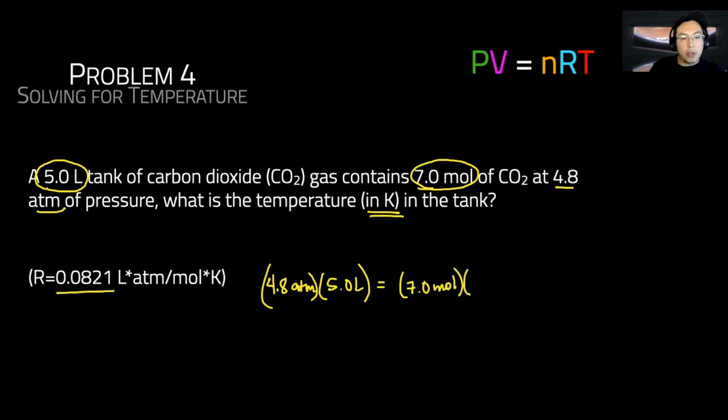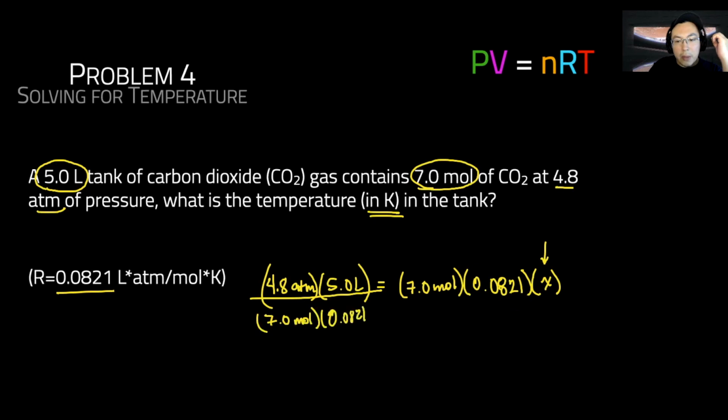Our constant, which is 0.0821. Let me just skip the units and I'll just put them at the end. And the temperature is our question, right? So in here, we need to solve for this guy. Just as before for moles, we can take this unit and send it divided here in the bottom, right? So let's do that. So we are gonna take here the 7.0 mole and the constant, right? 0.0821. And all of this will be equal to our X, right?